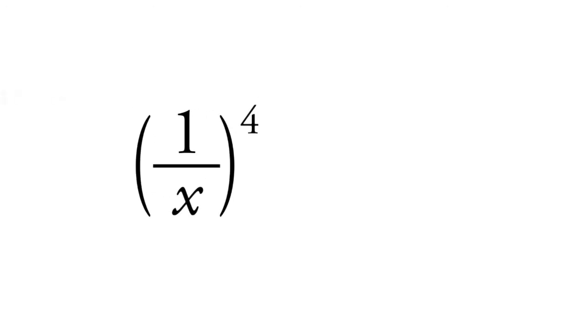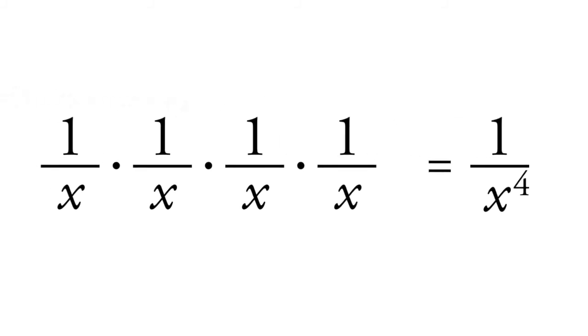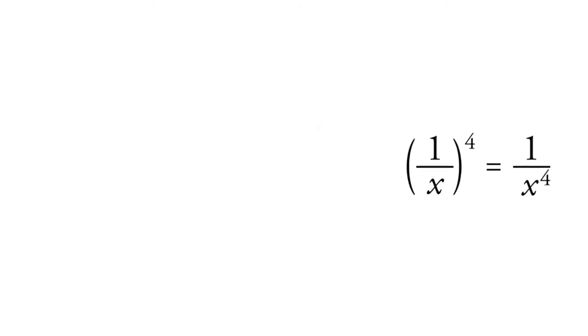So if we have an exponent and then it's taken to another exponent, we can just multiply them. If we have 1 over x to the 4th, that's equal to 1 over x to the 4th. Because this first one is just 1 over x times 1 over x times 1 over x times 1 over x, which collapses down to 1 over x to the 4th.